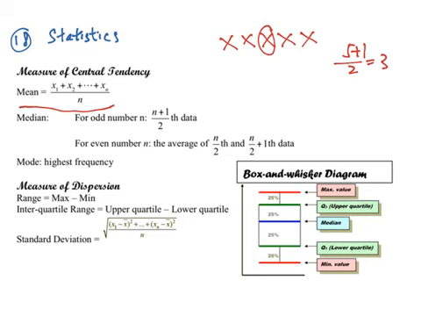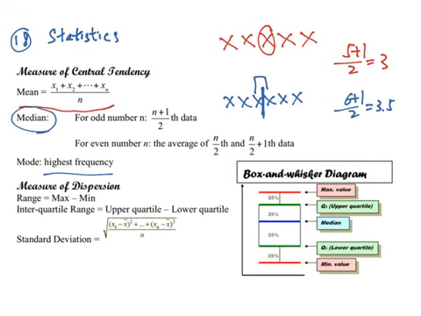is the median. For an even number of n, for example there are 6 numbers, so 6 plus 1 divided by 2 is equal to 3.5. That means the median is between the third one and the fourth one. So we need to add these two numbers and divide by 2. Mode is the highest frequency. For median, we need to rearrange the order from small to big or big to small.